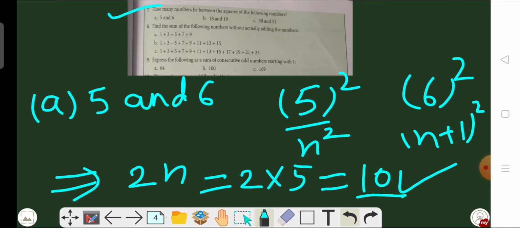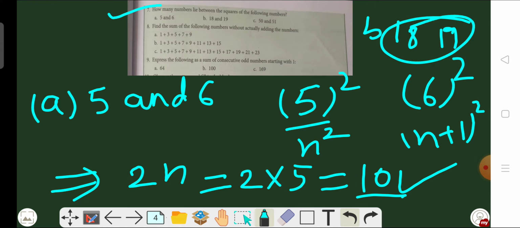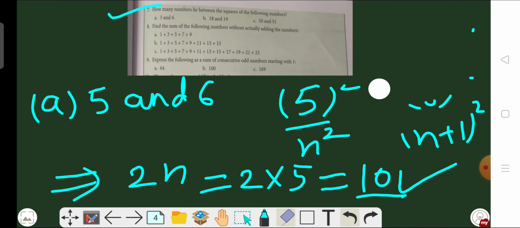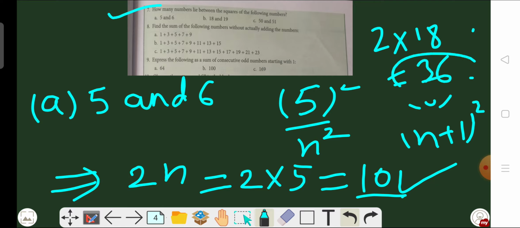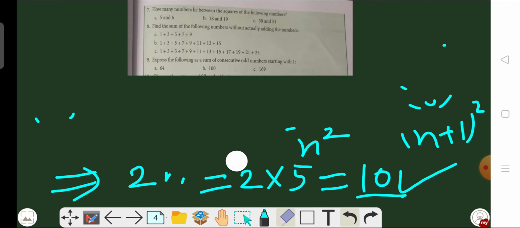In the same manner, B part we have 18 and 19. So the answer is 2 multiplied by 18, that is 36. So there are 36 numbers between 18 square and 19 square. So this is the solution of your 7th question. Try to do the C part of the 7th question by yourself, beta. Now move on to question number 8.